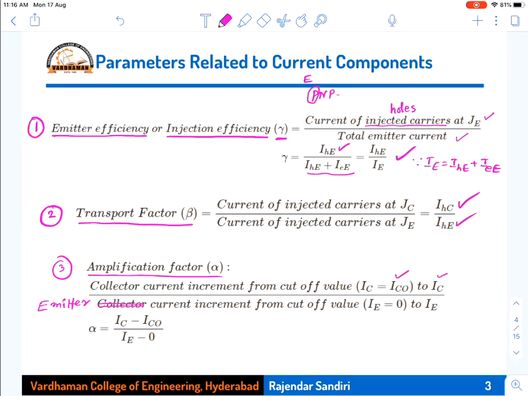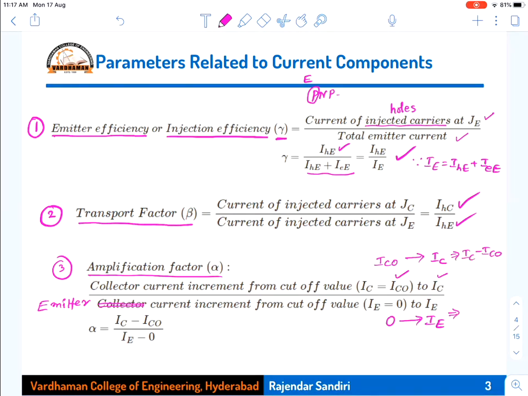That means IC naught is one value initially. Then it is now becoming IC. IC is equal to IC naught plus something else, but that something else of IHC is not there in this case. So it is an incremental value from IC naught to IC. Initially, IE is 0, and 0 is now becoming IE. So 0 is incrementing to IE, and IC naught is incrementing to IC. Because of that, the incremental value can be taken as IC minus IC naught.